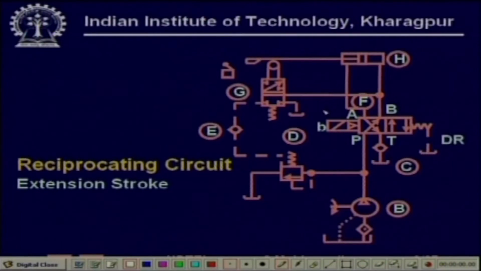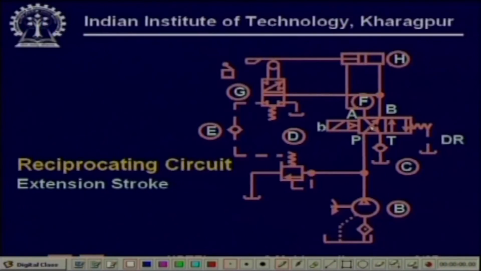In this case, we have only one solenoid. It has only two positions. If the solenoid is off, it goes to the right hand position. If the solenoid is on, it goes to the left hand position. So, now we are at the left hand position, when the solenoid is on.